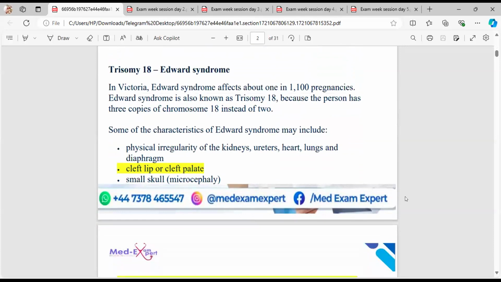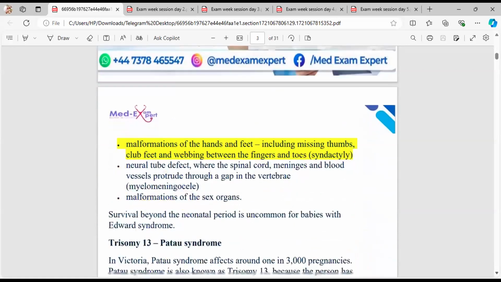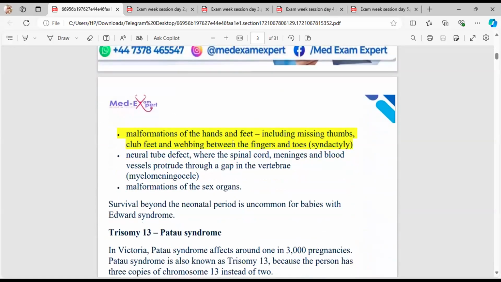As we know, Down syndrome is more common as compared to Edwards and Patau syndrome. Some of the characteristics of Edwards syndrome may include physical irregularity of the kidneys, ureters, heart, lungs, and diaphragm, cleft lip or cleft palate, small skull, microcephaly, and malformation of the hands and feet, including missing thumb, club feet, and webbing between the fingers and toes.